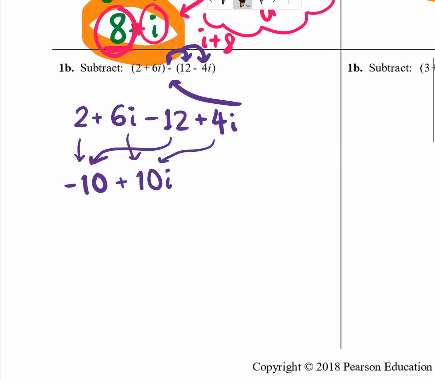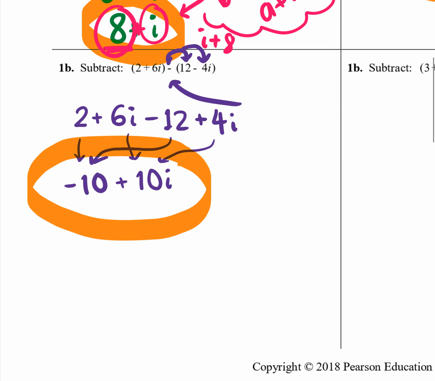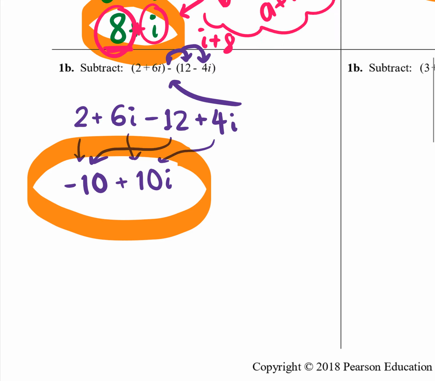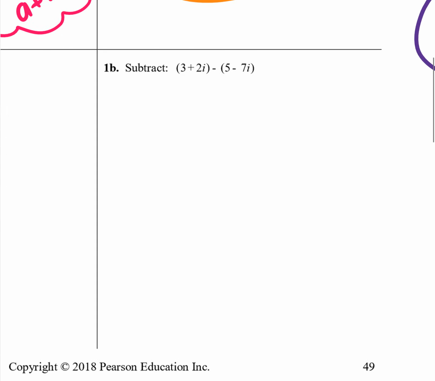And that's it. And like I said, you just want to make sure that the imaginary portion is on the right side. So the 10i should be on the right, and the negative 10, the real part, should be on the left. So I think it looks good. All right, let's try the next one. This one should be similar. It's just another one to practice.